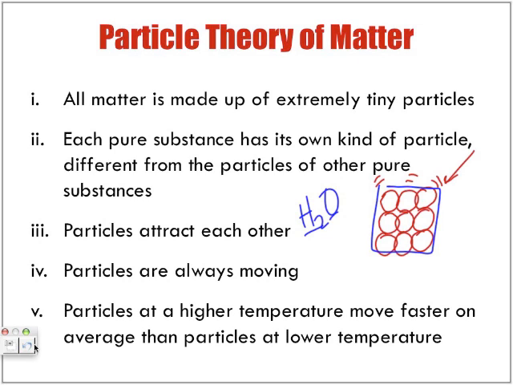And the last point, particles at a high temperature move faster on average than particles at a lower temperature. So going back to this ice cube, the particles of this ice cube vibrate very minuscule compared to the particles of its gas counterpart. When we melt this ice cube into the liquid, the particles in the liquid vibrate a lot quicker than the particles in the solid. And when we evaporate that liquid into the gas, the particles will continue to vibrate even quicker.